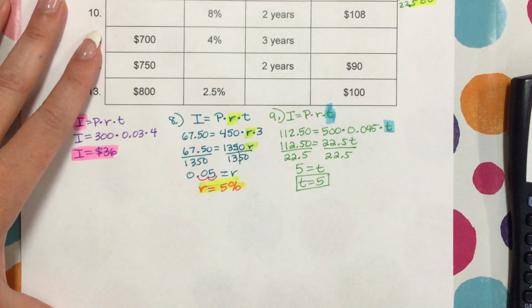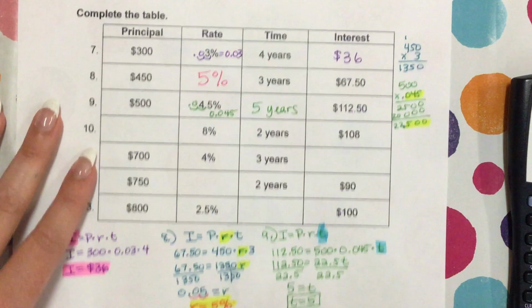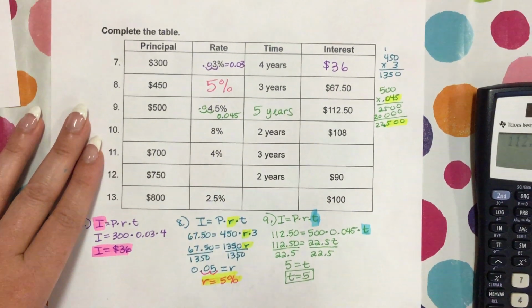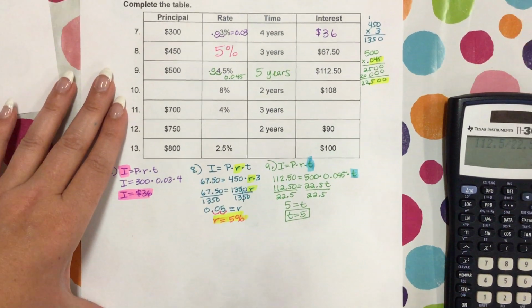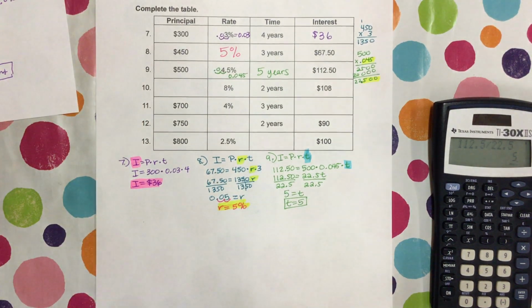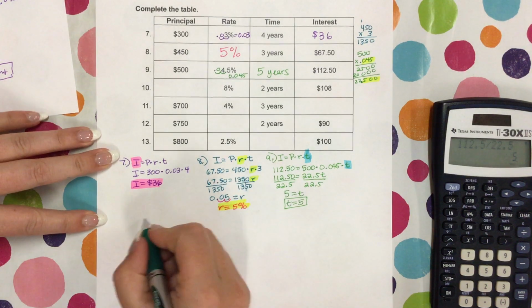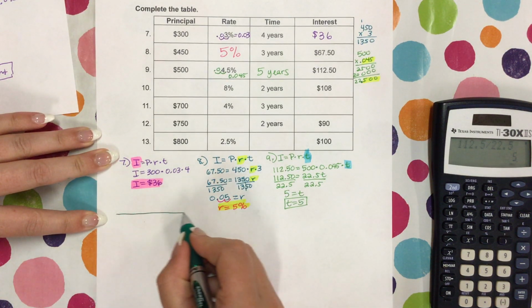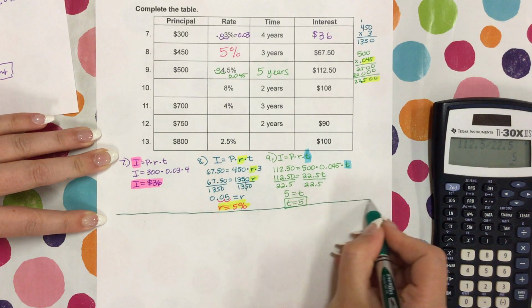Oh, I guess I need to see everything. Okay, so I'm going to have to zoom out a little bit. Okay, problem 10 is here. Go ahead and make a line across here.